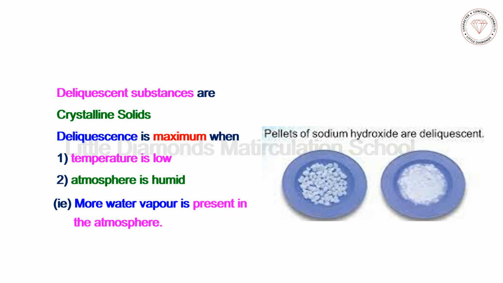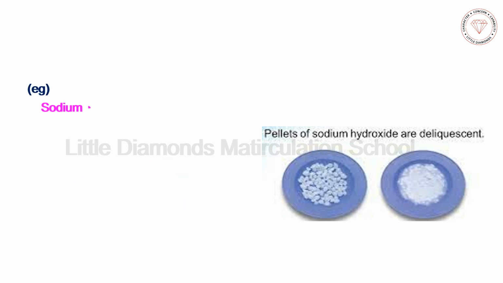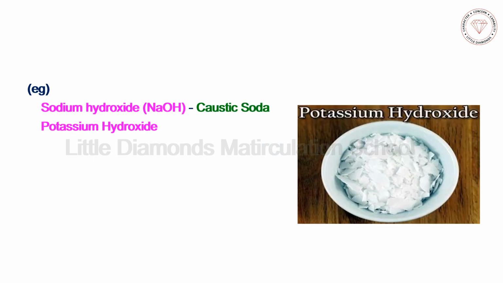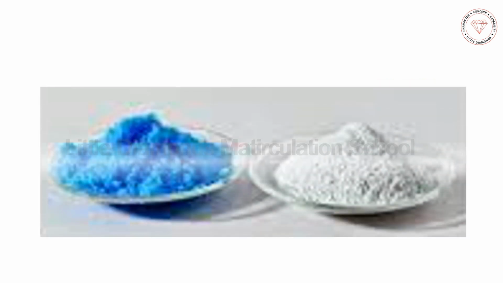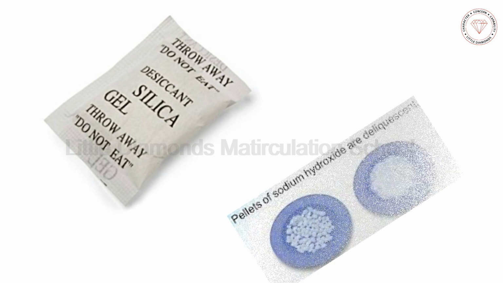Examples of deliquescent substances are sodium hydroxide NaOH, commonly called caustic soda, potassium hydroxide KOH, caustic potash, ferric chloride FeCl3. Hope you have now understood why anhydrous copper sulfate is colorless and have gained more knowledge about hygroscopic and deliquescent substances.